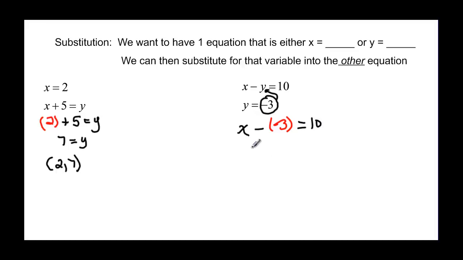Well, solving the equation, x plus 3 will equal 10. And if I subtract 3 from both sides, then I find out that x is equal to 7. And I know the ordered pair, x equals 7 and y is negative 3, would be the ordered pair that satisfies the system.